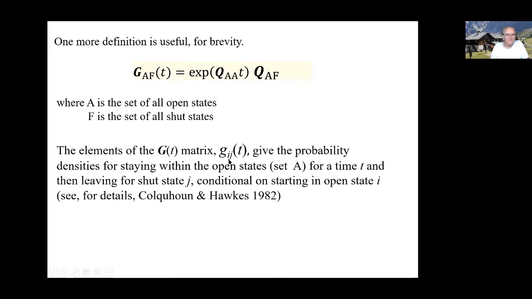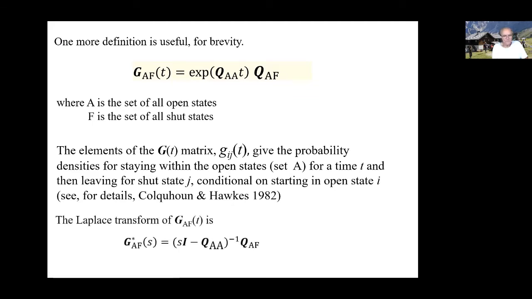The elements of this matrix, which we can call little g_ij(t), in the ith row and the jth column, give the probability densities for staying within the open states for a time t, then leaving for shut state j, conditional on starting in open state i. The details you can find in our 1982 paper.